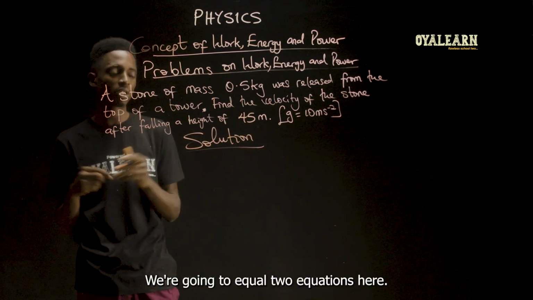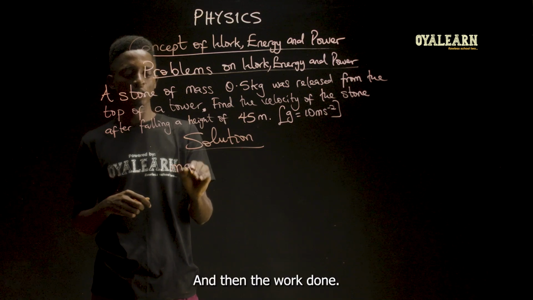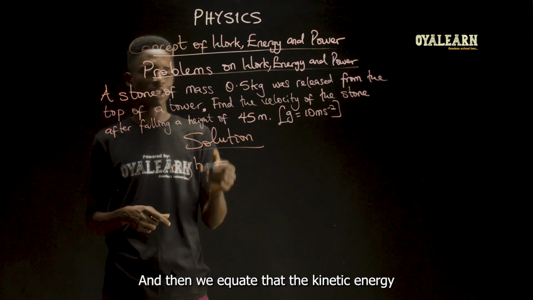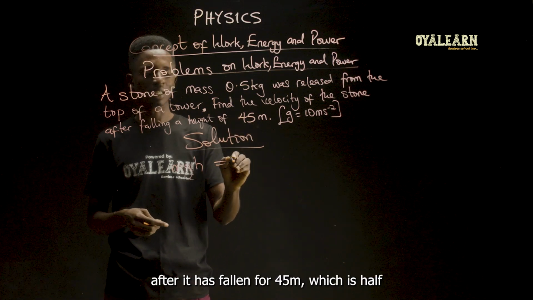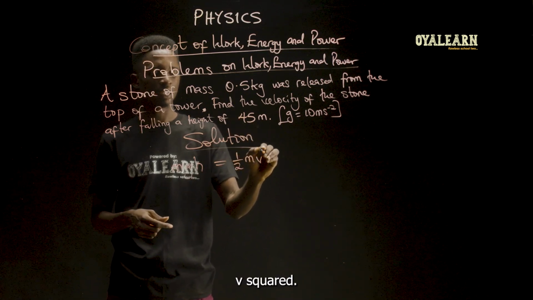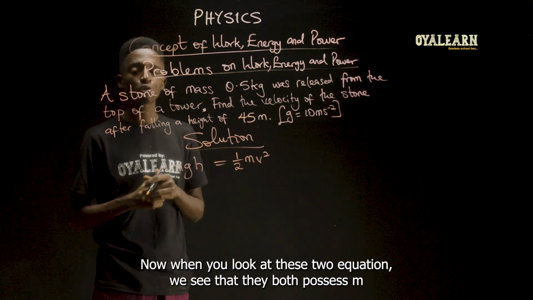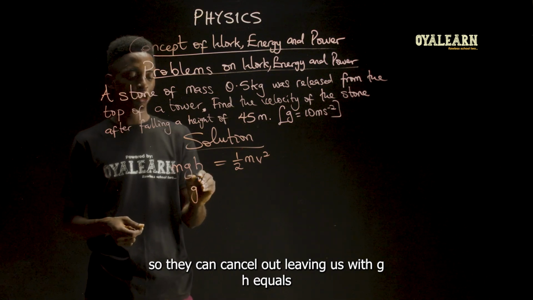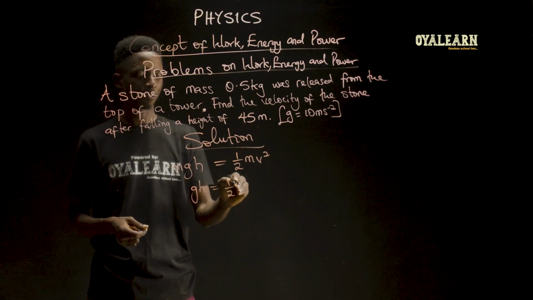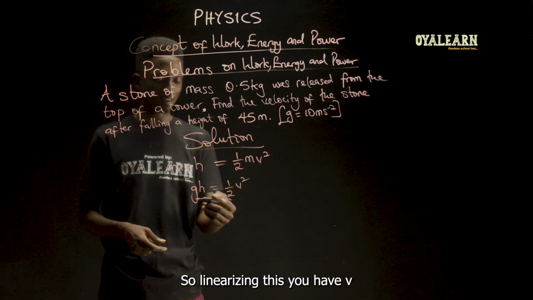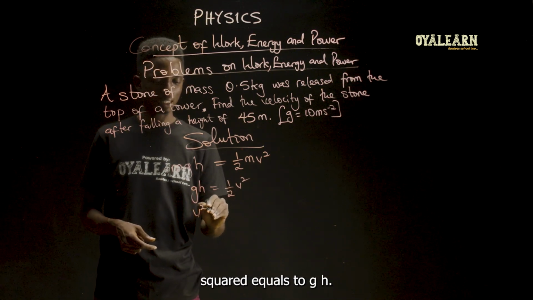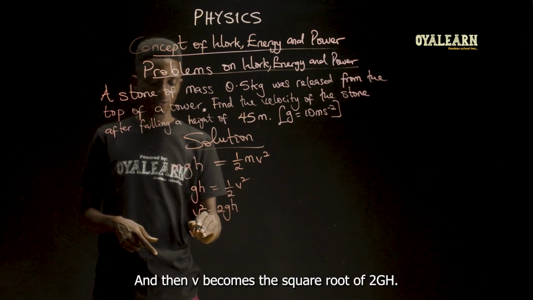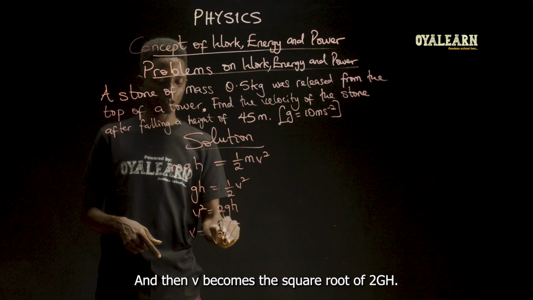We're going to equate two equations here, mgh being the work done, and then we equate that with the kinetic energy after it has fallen for 45 meters, which is half mv squared. Now, when you look at these two equations, we see that they both possess m, so they can cancel out, leaving us with gh equals half v squared. So linearizing this, you have v squared equals 2gh, and then v becomes the square root of 2gh.